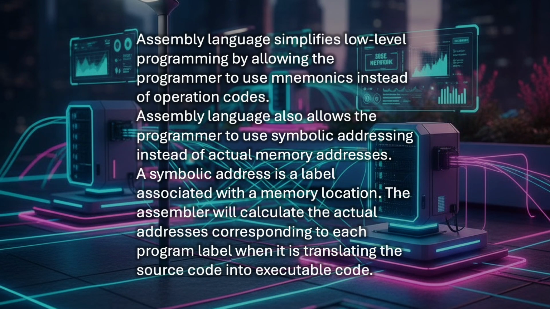Assembly language simplifies low-level programming by allowing the programmer to use mnemonics instead of operation codes. Assembly language also allows the programmer to use symbolic addressing instead of actual memory addresses. A symbolic address is a label associated with a memory location. The assembler will calculate the actual addresses corresponding to each program label when it is translating the source code into executable code.